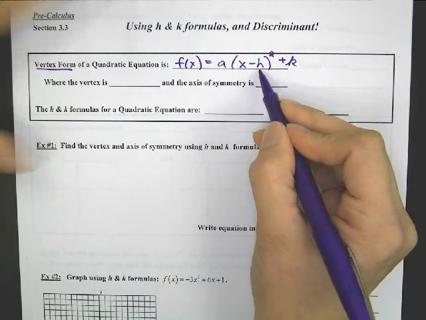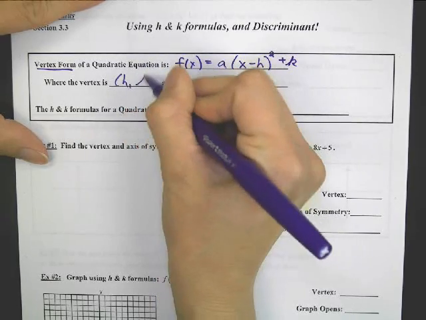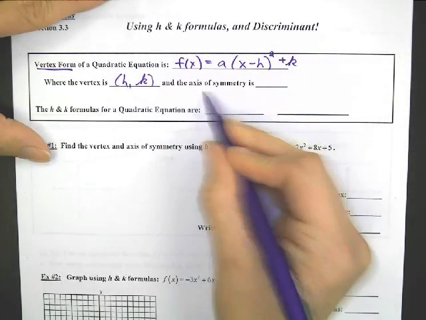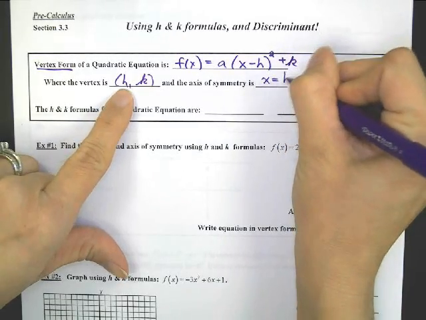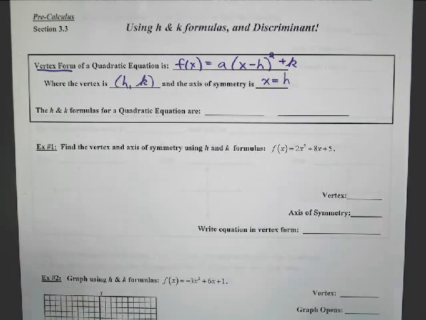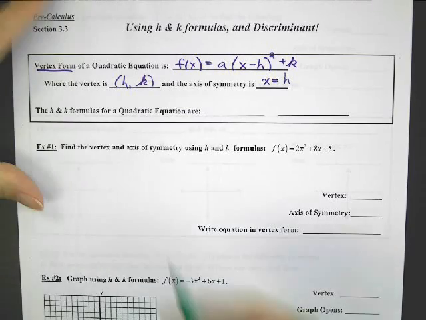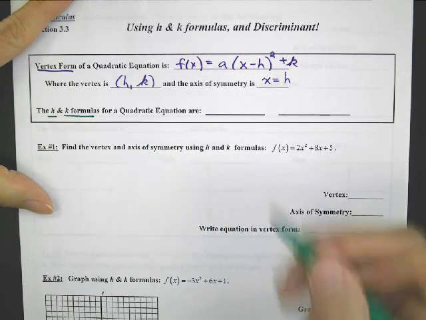And why is it positive h? Because minus h means go to the right. So the vertex is h comma k. And the axis of symmetry is x equals, it's always that x value, h. Now that's nothing new. Today we're going to take a look at some formulas. Instead of completing the square, we are going to use h and k formulas.